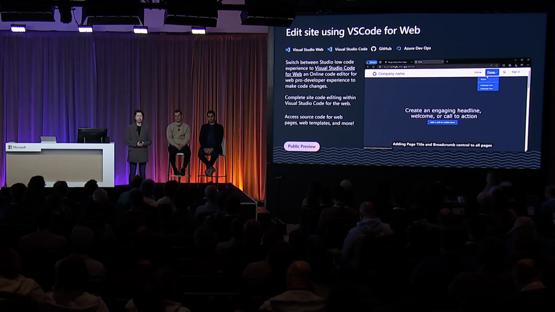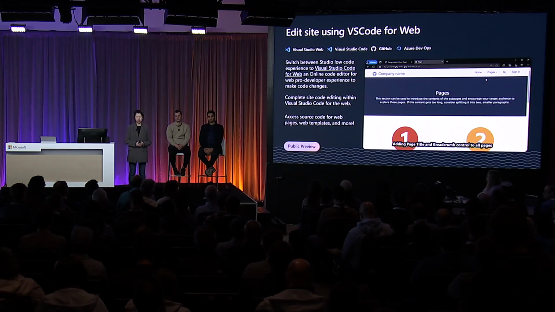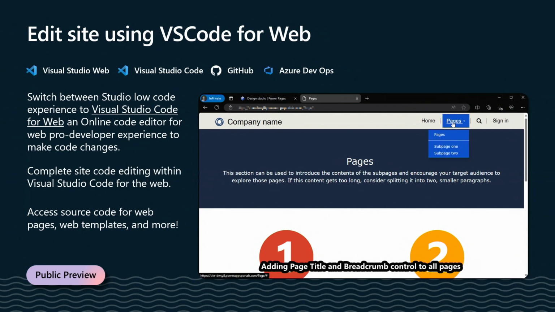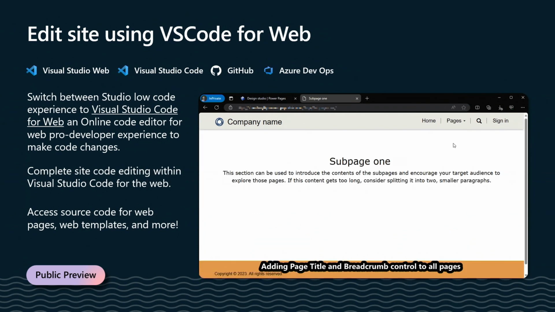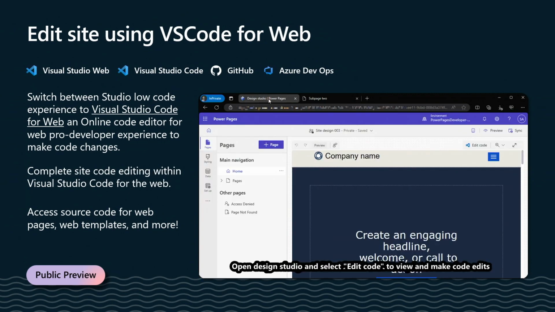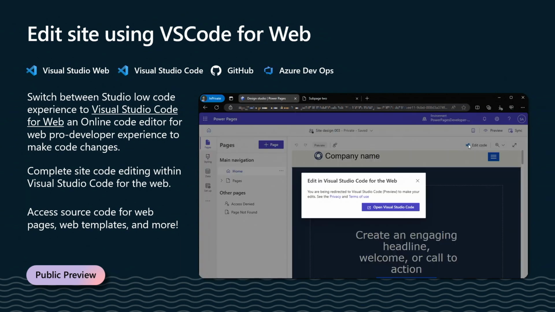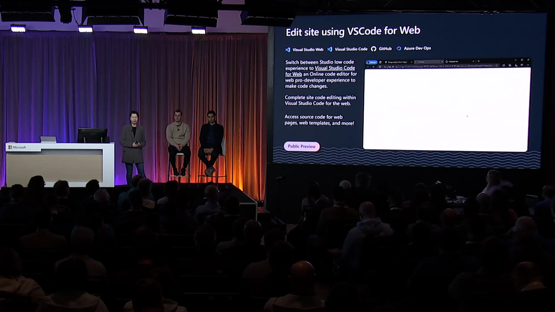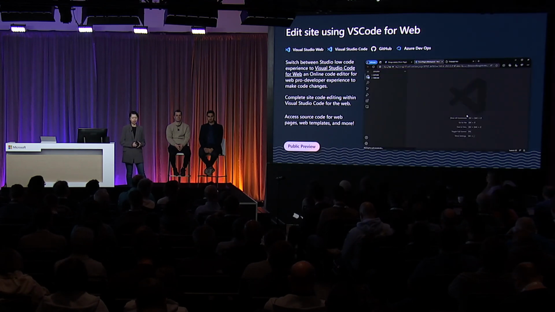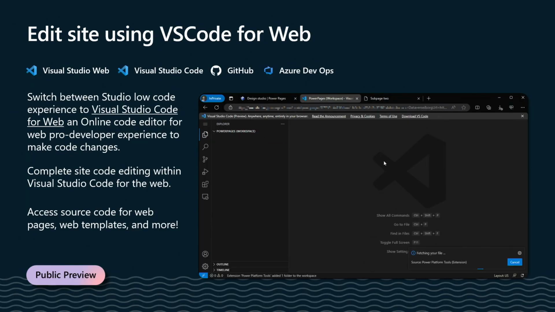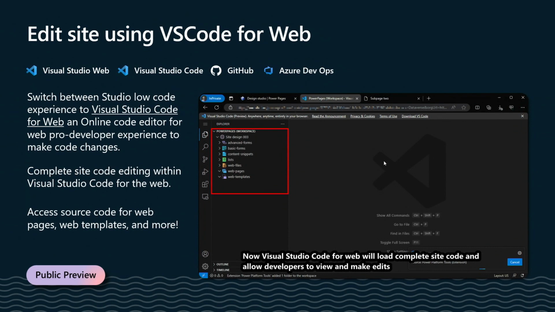For more advanced customizations, makers and developers can now transition from the Design Studio to Pro Code by launching VS Code for Web code editor. VS Code for Web provides a free zero-install VS Code experience that runs entirely in your browser. And from there, you can access the source files for the site and make lightweight code changes. Additionally, in VS Code for Web, there's a VS Code Chat Copilot experience, which provides coding assistance and can accelerate page customizations.